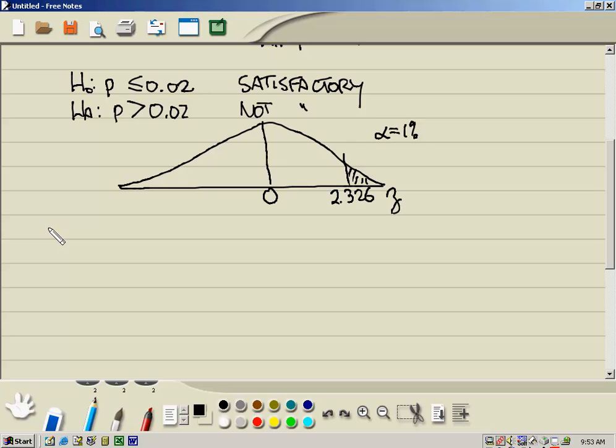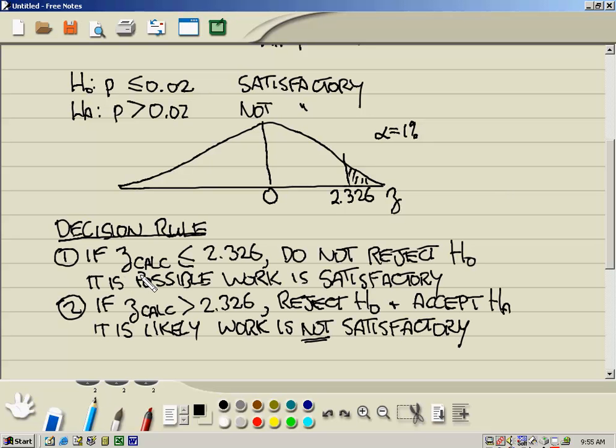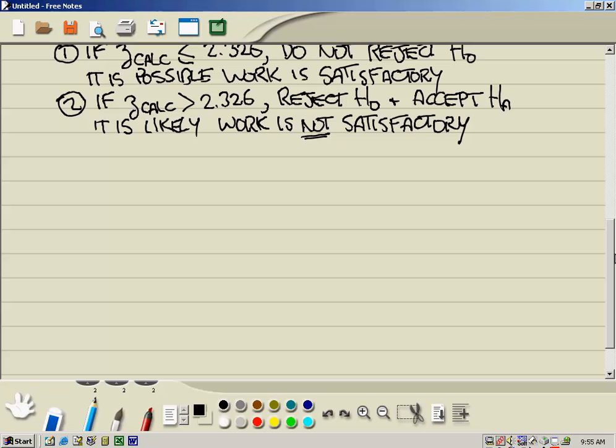Okay, so let me write that down. Alright, so here we have it. The only thing that has changed is that we now have z values. So instead of saying if p hat is less than whatever, do not reject the null as possible work is satisfactory, we have if z calc is less than the critical z value 2.326, do not reject the null as possible work is satisfactory. And if z calc is greater than 2.326, then reject the null, accept the alternate. It is likely the work is not satisfactory. Alright, at this point we do our calculations.